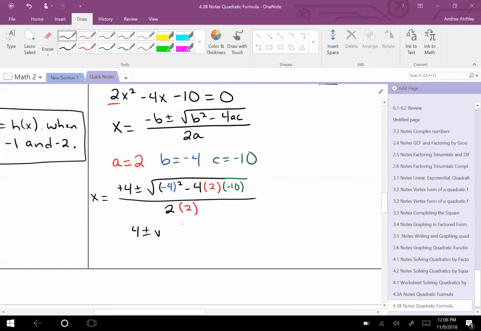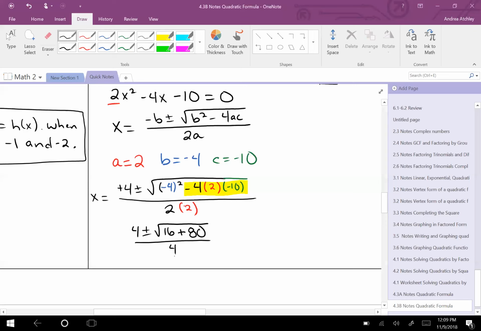Plus or minus the square root. Negative 4 squared is positive 16. Negative 4 times 2 is negative 8. Negative 8 times negative 10, is it positive or negative? Positive 80. Make sure you check the sign. That's why I'm always highlighting it and reminding you. That's where you're going to make the mistake. And it's all over 2 times 2, which is 4.